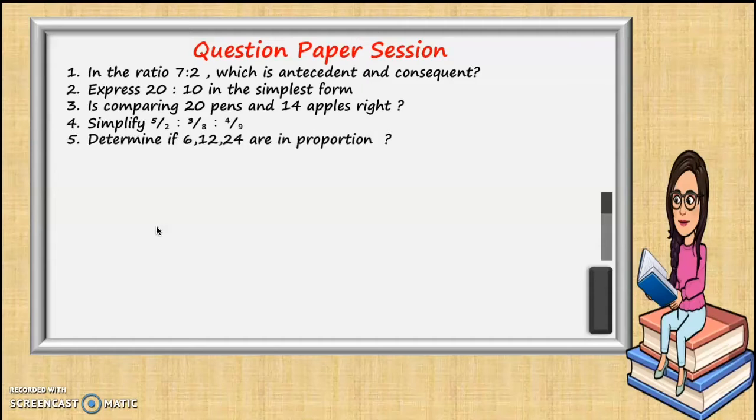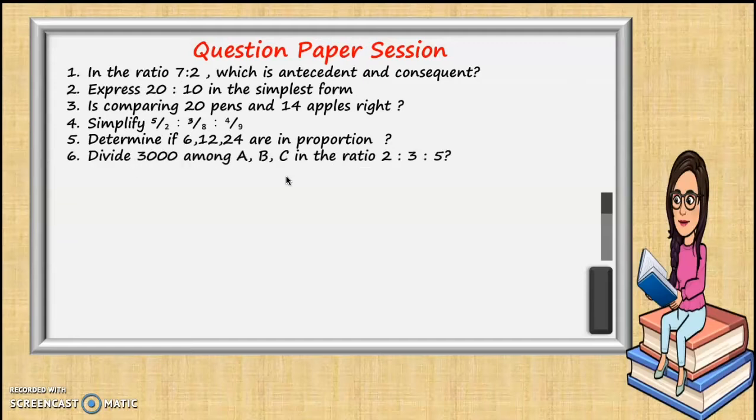The next question, determine if 6, 12, 24 are in proportion. Since there are 3 components here, if you have to find out if they are in proportion or not, I have already taught you in the first video that you have to multiply your first term and your last term, and the resultant should be the square of your middle term. If you have missed out that video, you can always go check out the part 1 video and the link will be provided in the description box.